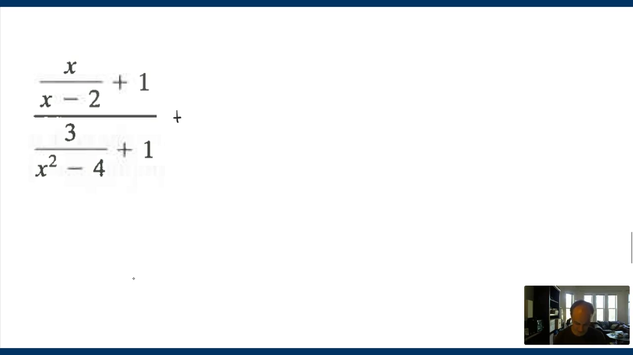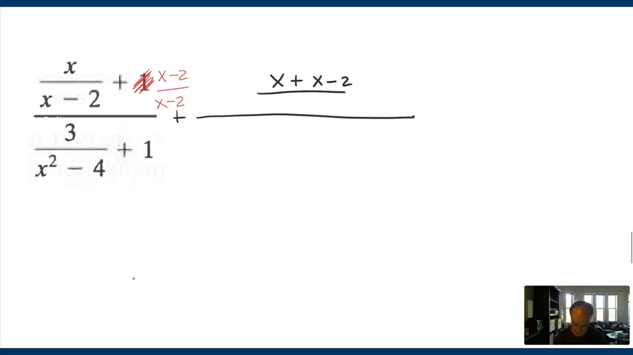So I'm going to treat the top of this fraction and the bottom of this fraction essentially separately and think about denominators. On the top, I want a denominator on this term of x minus 2, so I'm going to scratch out that 1 and write it as x minus 2 over x minus 2. And then what that will become is x plus x minus 2 all over x minus 2. And notice that these can be combined into 2x.